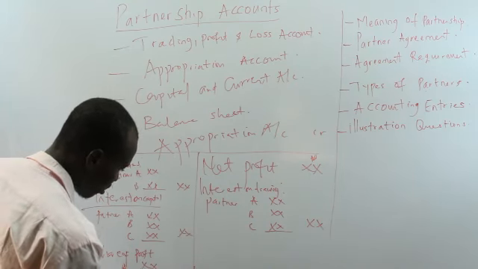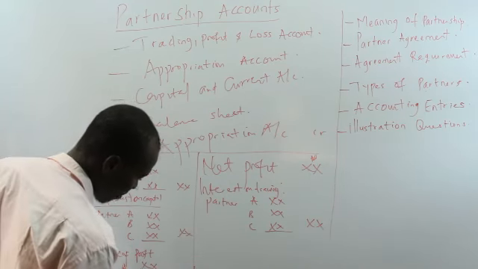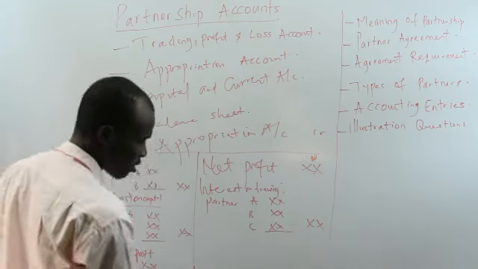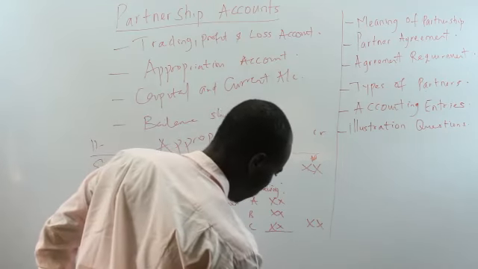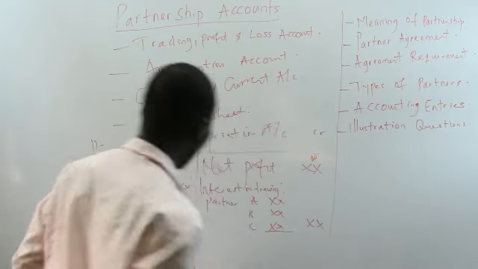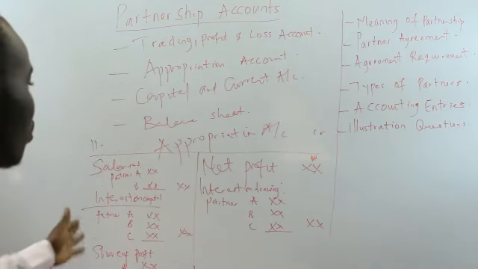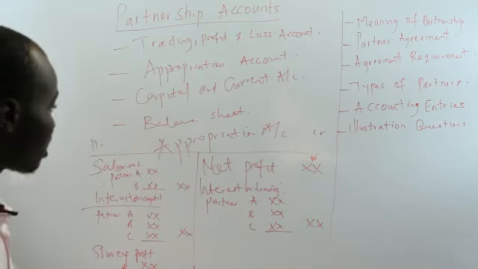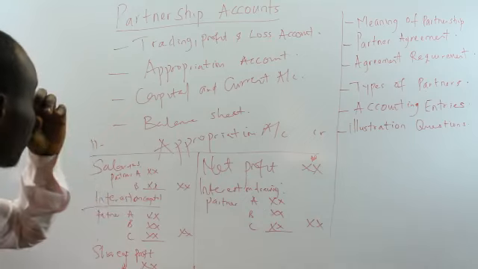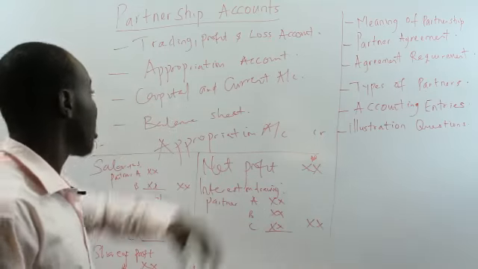So the addition. The next thing, we have a balance account, so we have a partners' account. So that means the appropriation account looks just this way. The first thing is our net profit within the period, which will be taken from the trading profit and loss account.